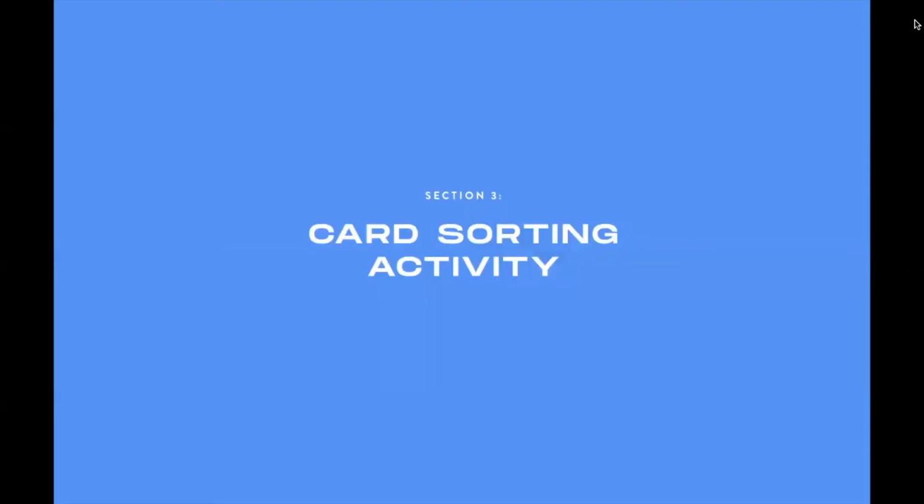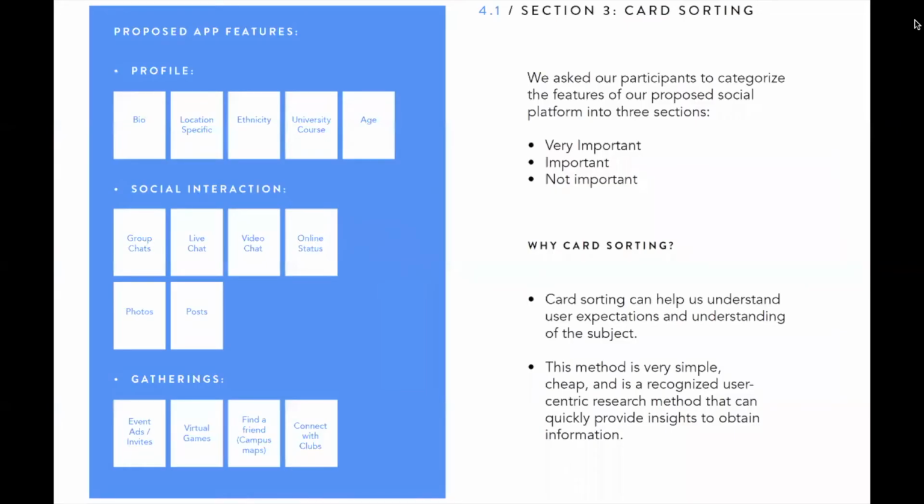The next activity we conducted was the card sorting activity, and we chose this method because it's especially helpful while designing an app or a platform or an online service, as it allows us to gain an insight into the priorities of our users and what information they deem most necessary. This activity was carried out by each participant individually.